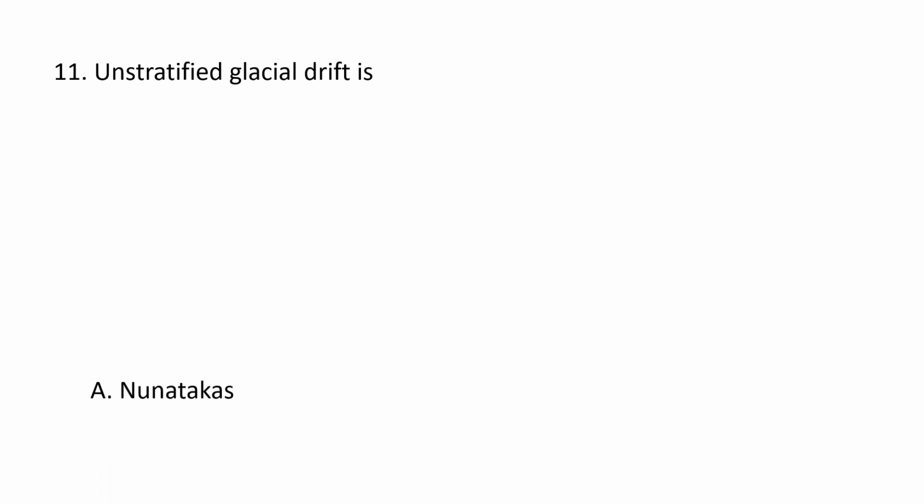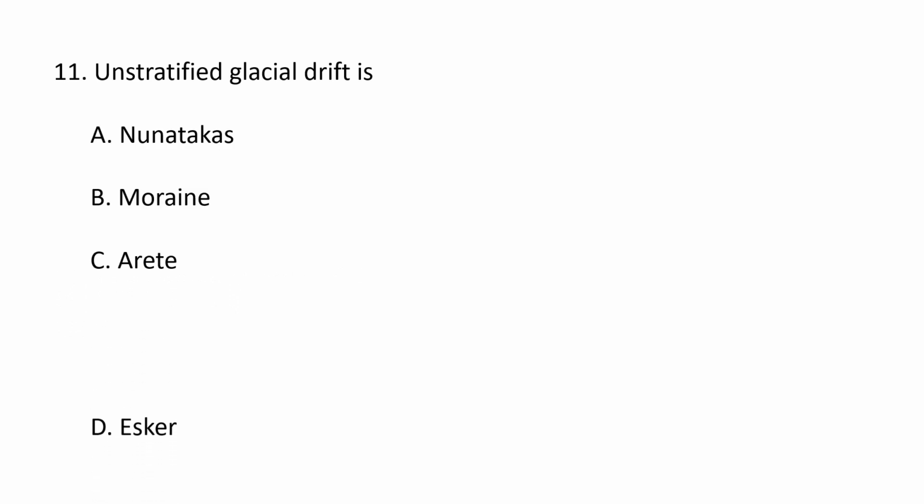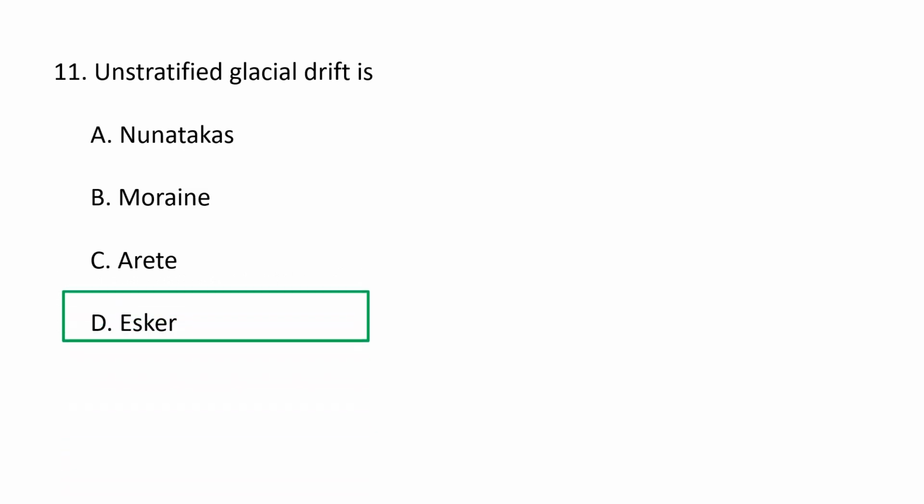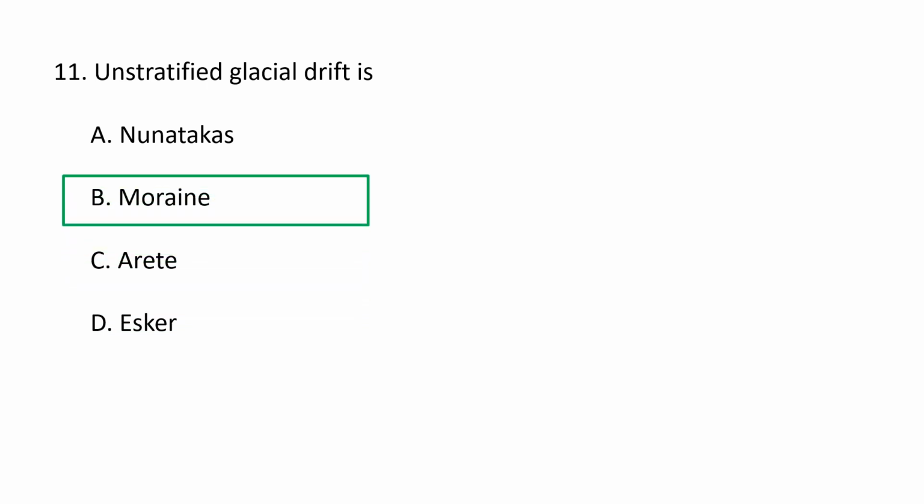Next question. Unstratified glacial drift is A. Nunataks, B. Moraine, C. Erratic, D. Esker. Unstratified glacial drift is moraine.